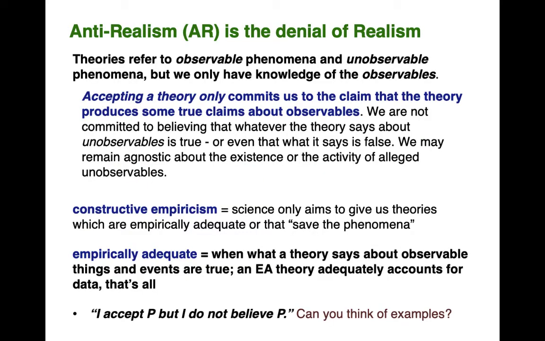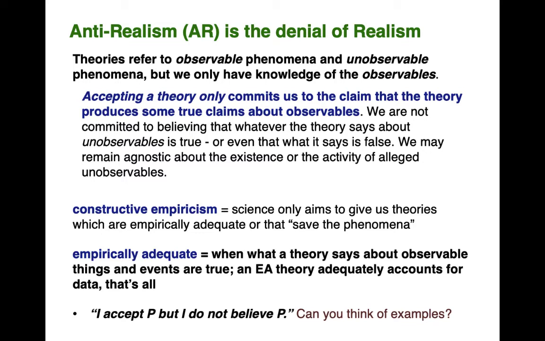Anti-realism, then, is the denial of realism. Theories refer to observable phenomena and unobservable phenomena, but we only have knowledge of the observable stuff. Accepting a theory only commits you to the claim that the theory produces some true claims about what we can observe. We are not committed to believing that whatever the theory says about unobservables is true, or even that what it says is false. We may remain agnostic, doubtful about the existence or the activity of alleged unobservables.